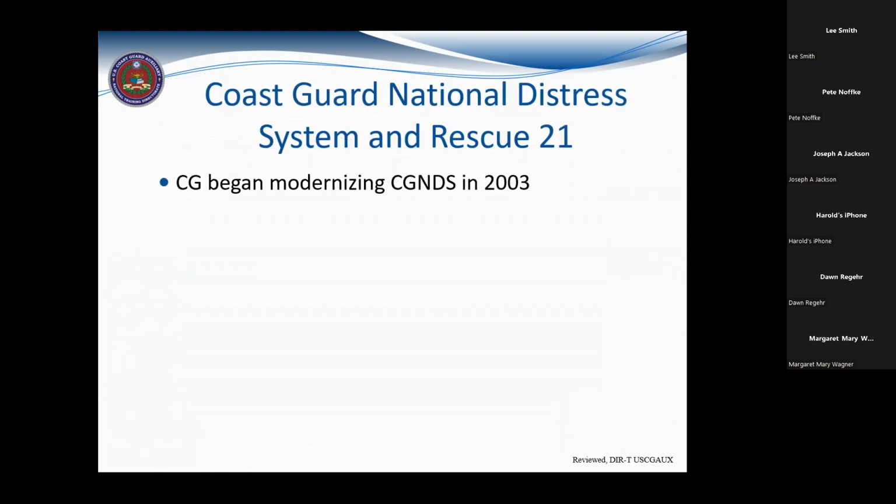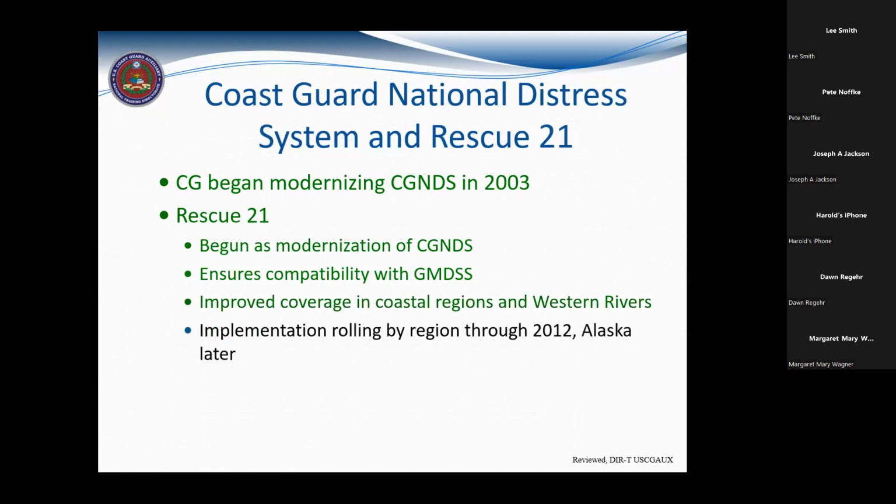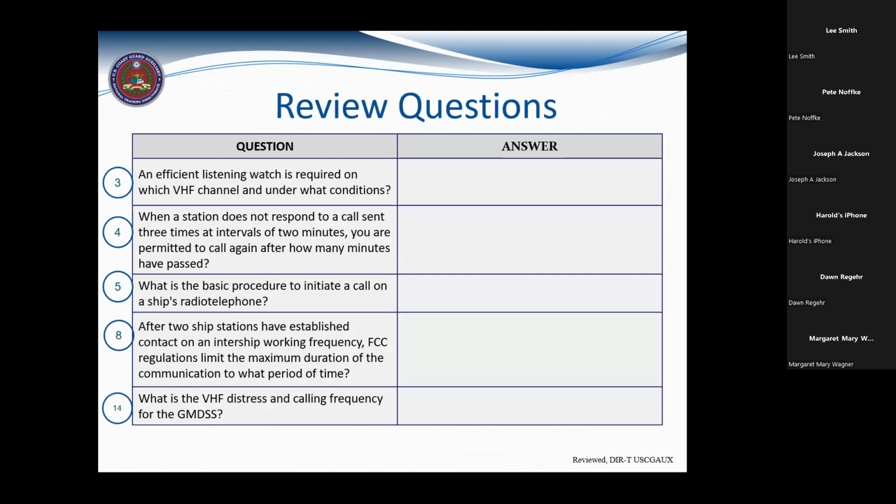National Distress System was updated into a new program called Rescue 21, which now is completely compatible with the Global Maritime Distress System. It has been augmented throughout the Great Lakes and the Western Rivers and Alaska and Hawaii. It is now in full operation throughout the country. And that brings us to the review questions.